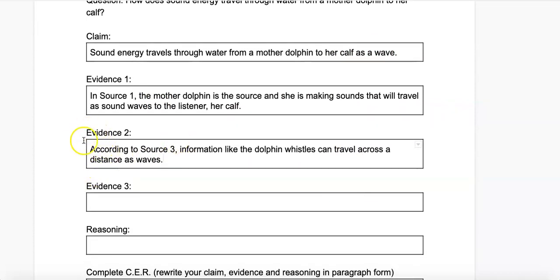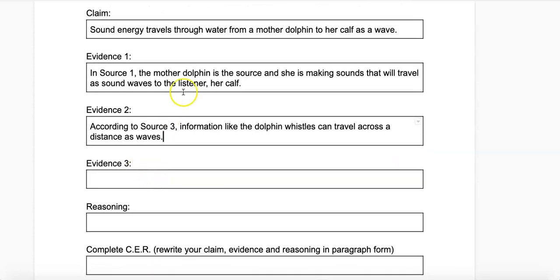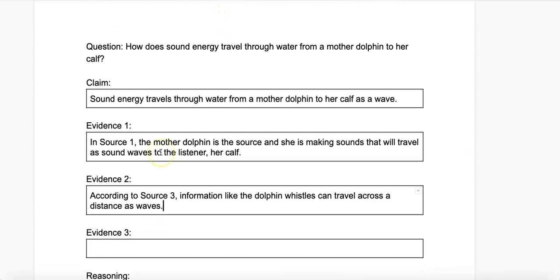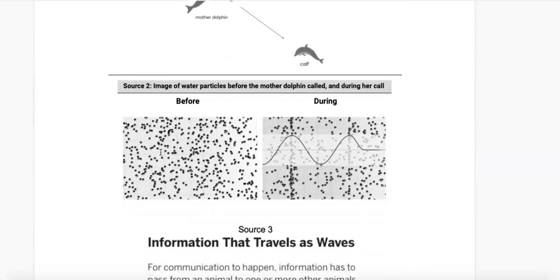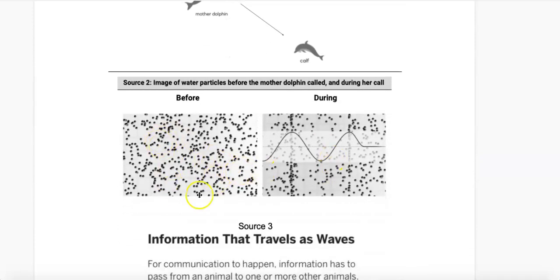So according to my evidence 2, according to source 3, information like the dolphin whistles can travel across a distance as wave. This supports that answer. I'm going to go back to my third source and find some evidence there that will also prove that sound energy travels as waves.